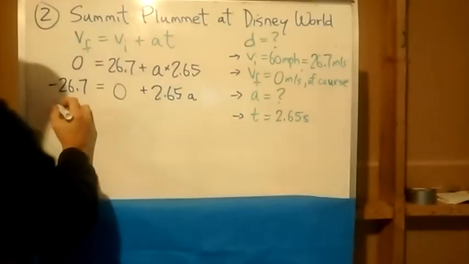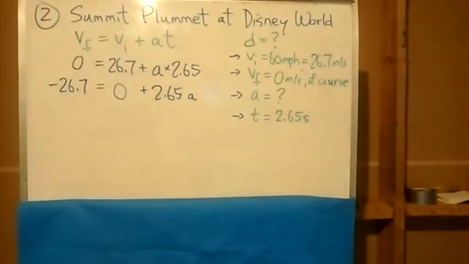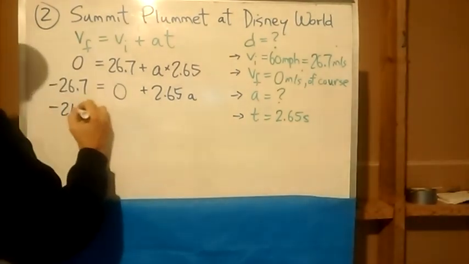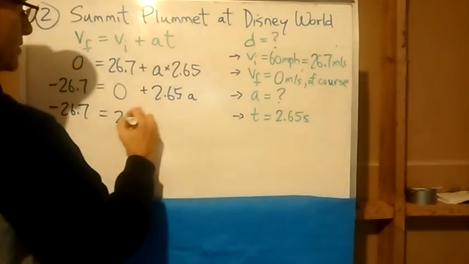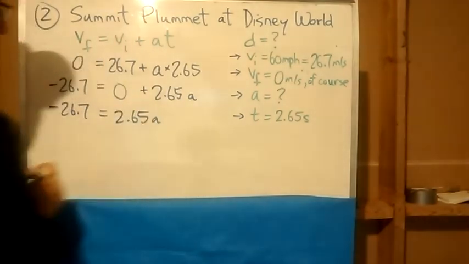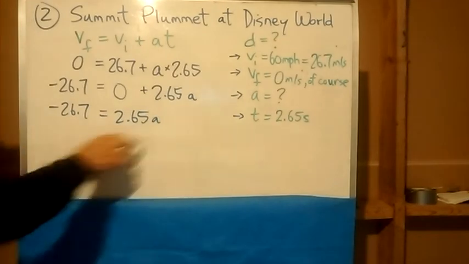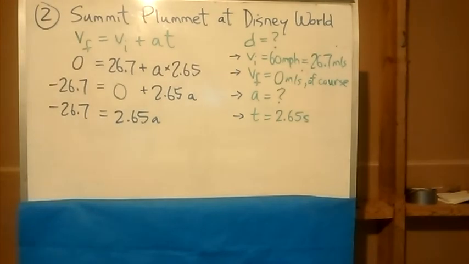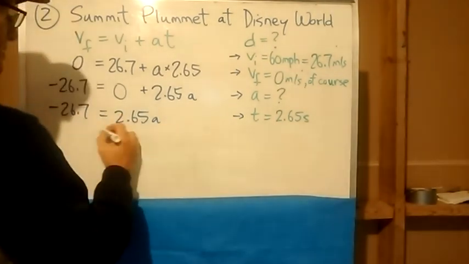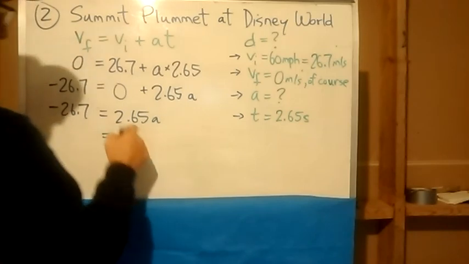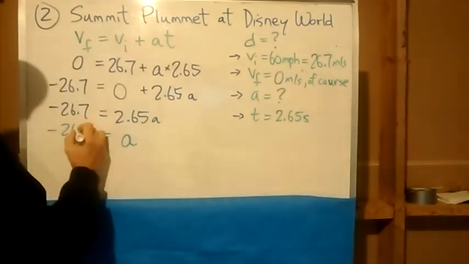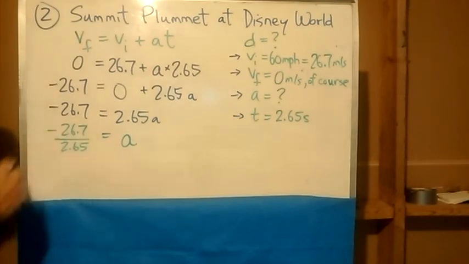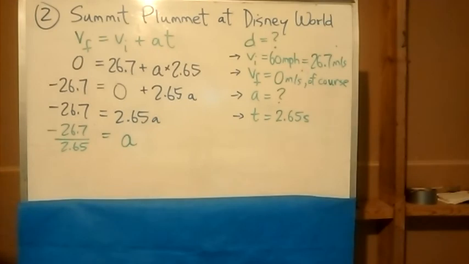So this equation simplifies to minus 26.7 is equal to 2.65 A. And I don't want 2.65 A, I just want A. So I have to divide this side by 2.65, and I get A. And then I have to divide this side by 2.65. And now I'm pretty close to the answer. We'll calculate it and see what it is.